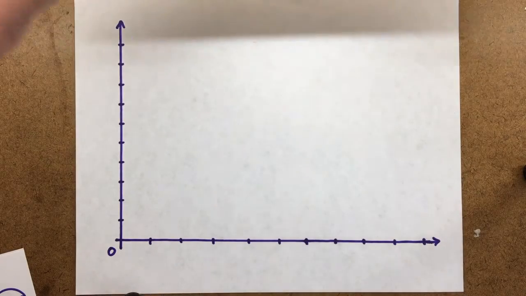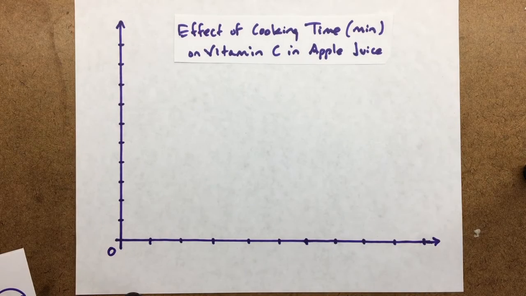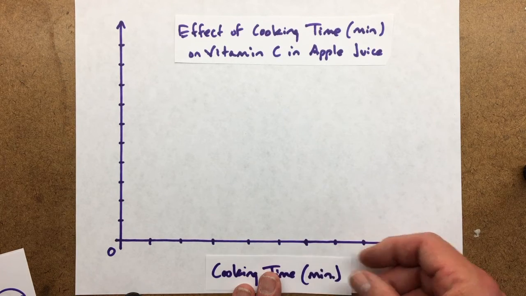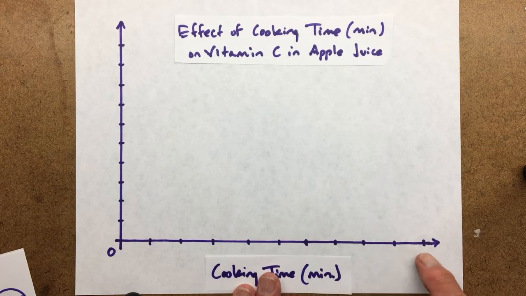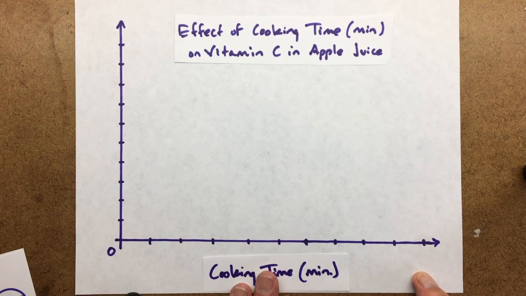Okay, another graph that you're going to make is looking at the effect of cooking time on vitamin C in apple juice. So you can make the same graph. It's a different graph, but it's made the same way. And on the x-axis, we'll have cooking time. So I'll tell you what to put right here, and then you'll divide the scale accordingly.